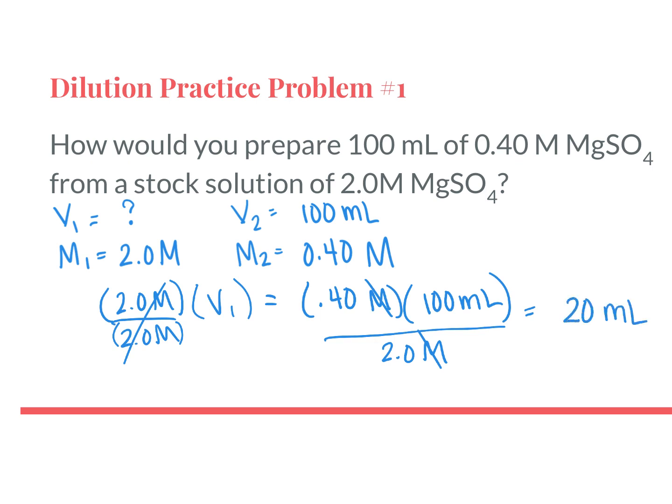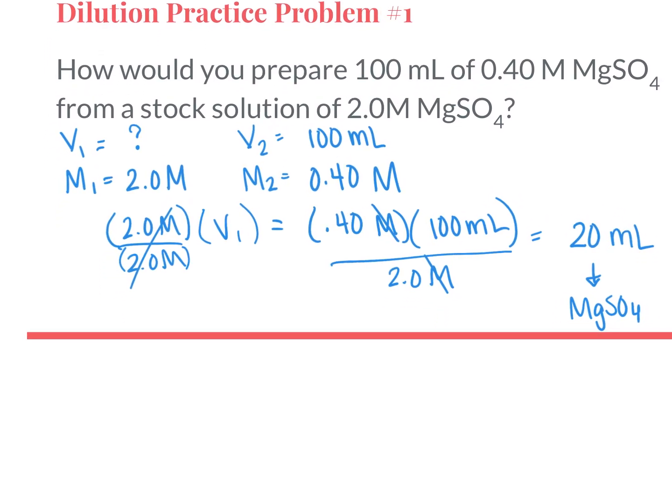Okay. So your answer is 20 milliliters, but what does that mean? This, I think, is kind of the hard part, where now you have to relate this back to reality. What does that mean? It means you need 20 milliliters of this stock solution. Okay, so this is talking of the MgSO4.